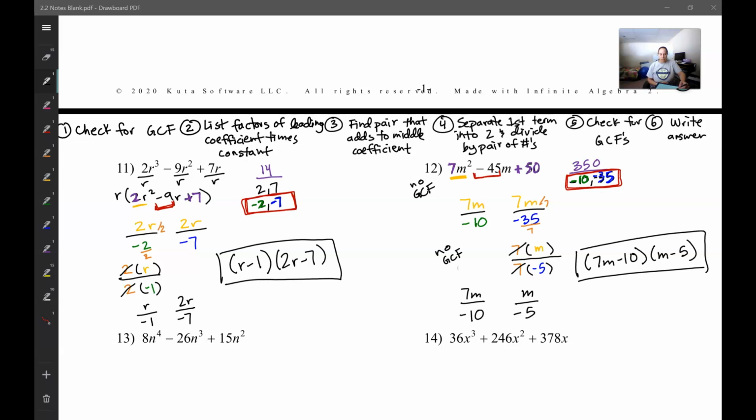So if I look at the first one, 7m and negative 10, nothing they have in common that I can take out. So I just copy it down. If I look at the second one, they have a 7 in common, so I'm going to take that 7 out. And when I take a 7 out or divide by 7, I'm left with m and negative 5. Cancel out my 7, so I have my m and negative 5. And now I can write my answers as 7m minus 10 and m minus 5.